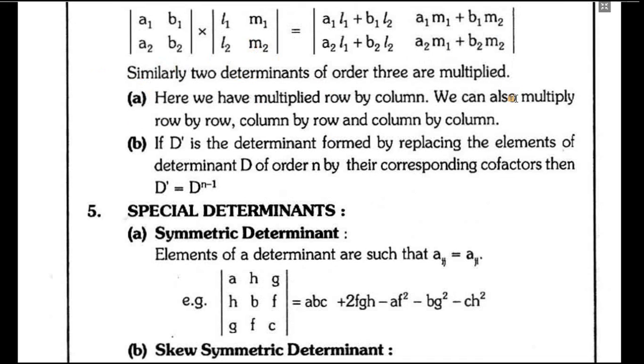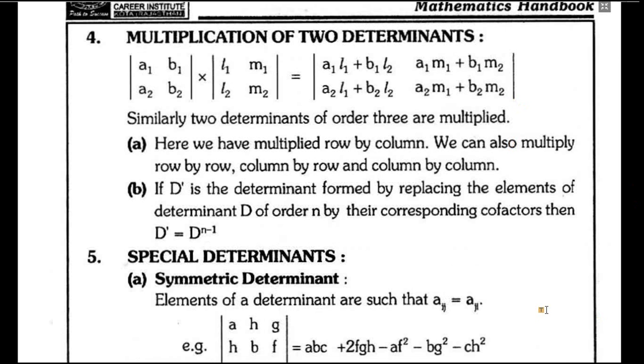Similarly, two determinants of order 3 are multiplied. इसी प्रोसीजर से हम determinants of order 3 को भी multiply कर सकते हैं. Here we have multiplied row by column. We can also multiply row by row, column by row, and column by column.